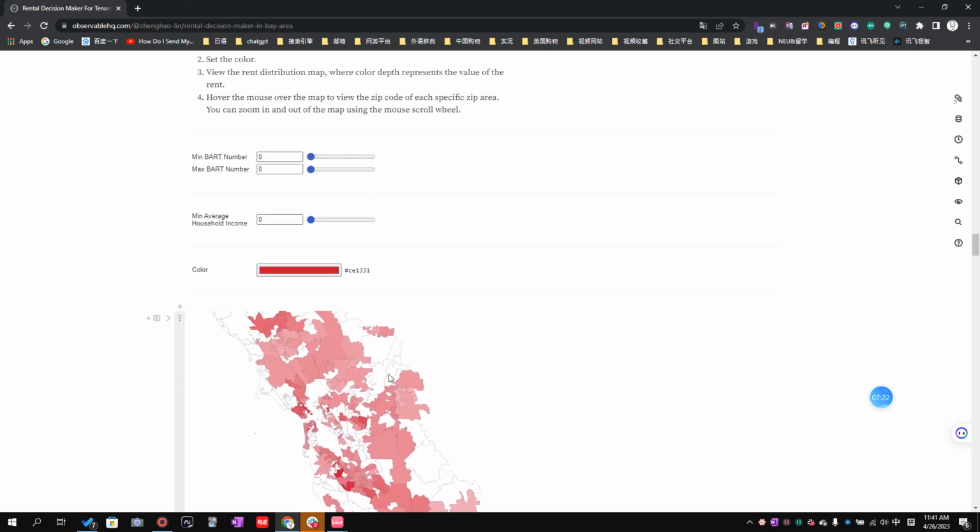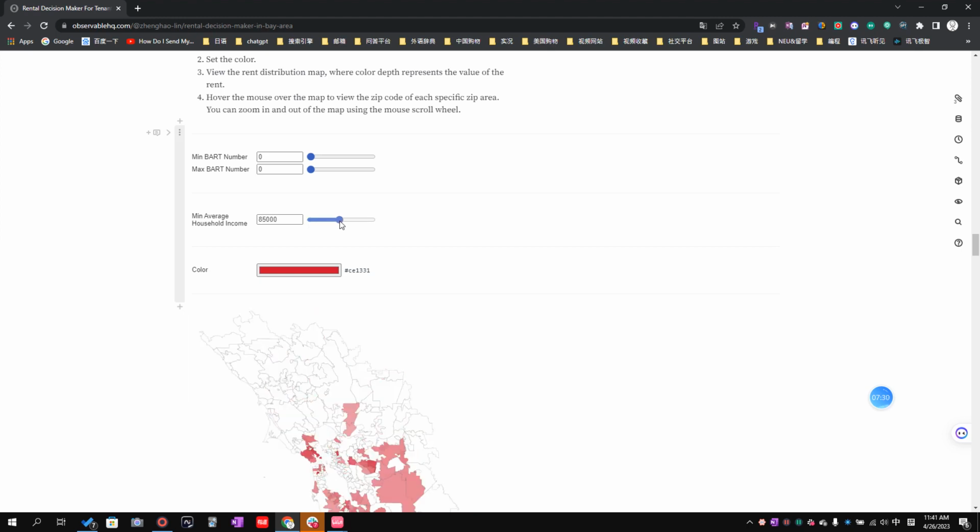Then the areas with stations are filtered out, and you can also change the minimum local average household income to browse the areas with the satisfied requirements.